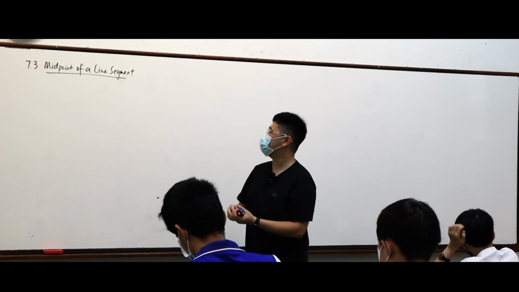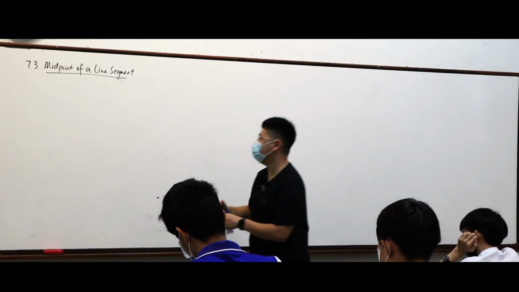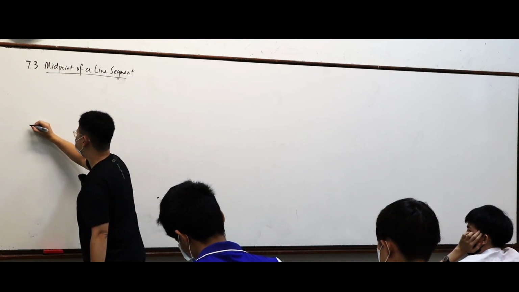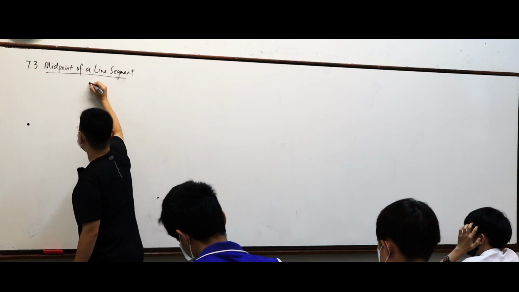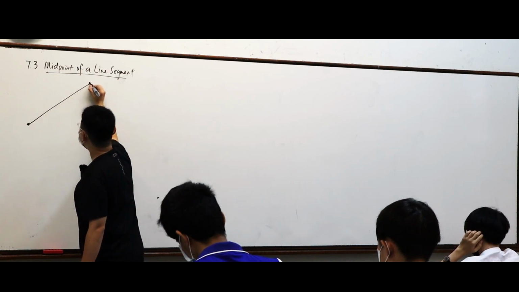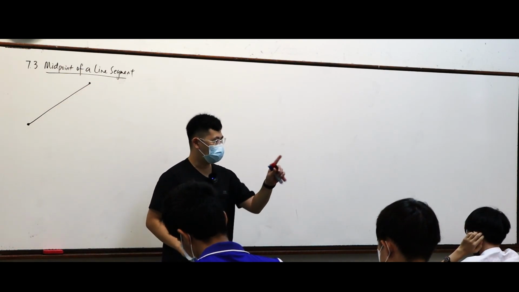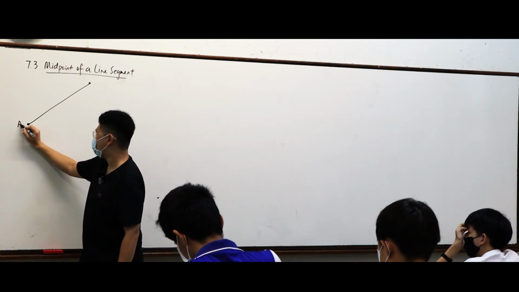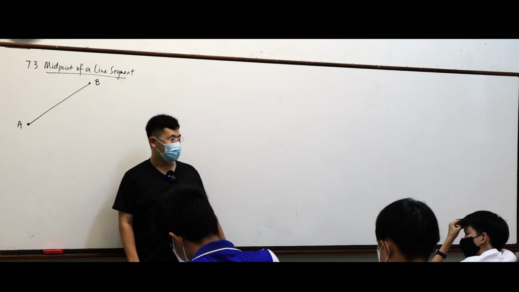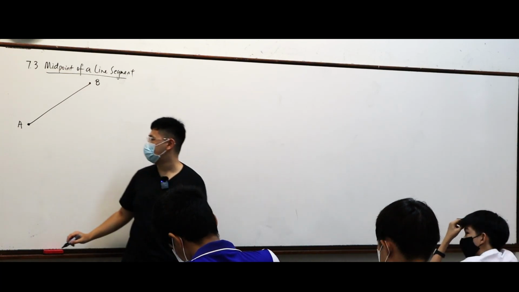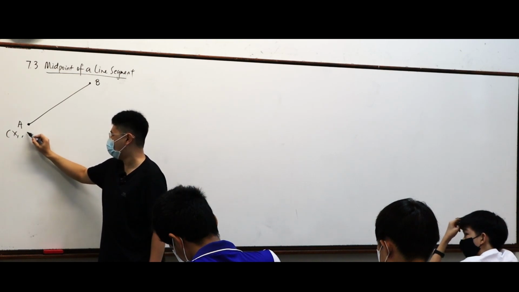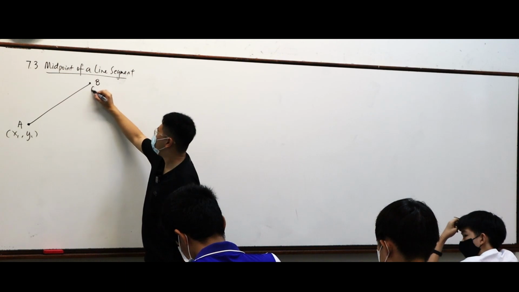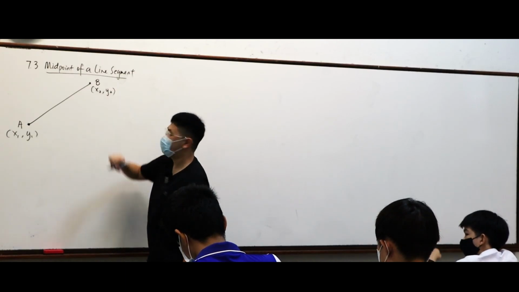So let's take a look at the first concept over here, the midpoint of a line segment. So let's say in general you have 2 points. A line segment is just a straight line connecting 2 points. So let's say I have point A and point B, and in general, I have the coordinates for A as x1 and y1, and the coordinates for point B as x2 and y2, like how we do our gradient and distance.